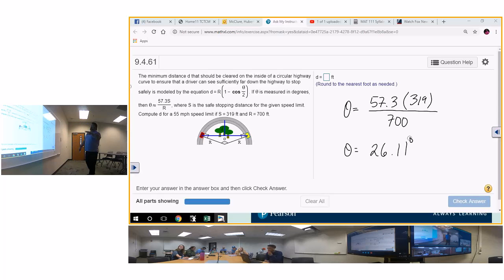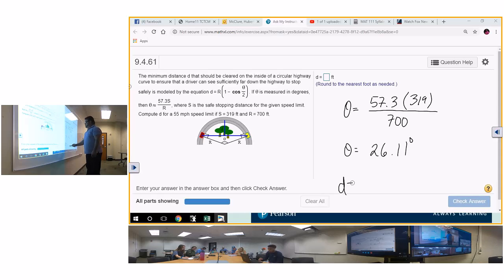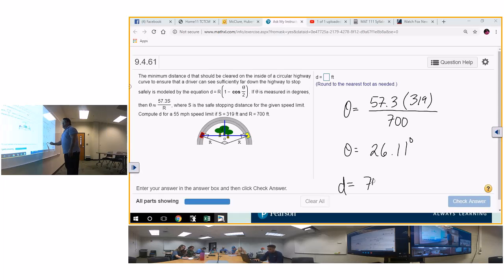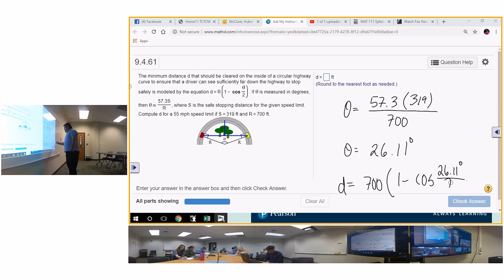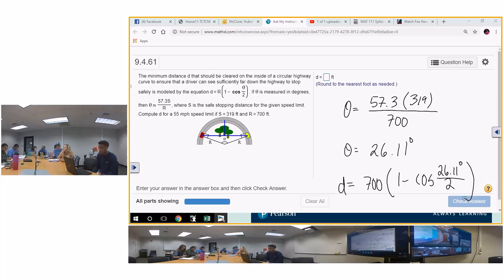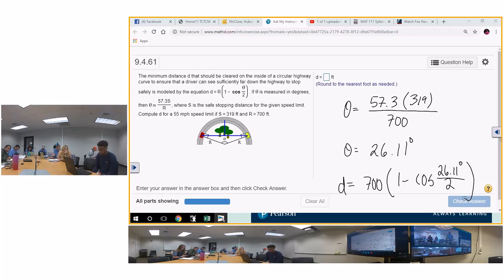And now take theta, plug that into the formula, and you get D is equal to 700 times 1 minus cosine of 26.11 degrees over 2, and crank that out, and that will be your answer. 81.91. I can see it's 0.92, but. Well, we'll try 0.92 then.